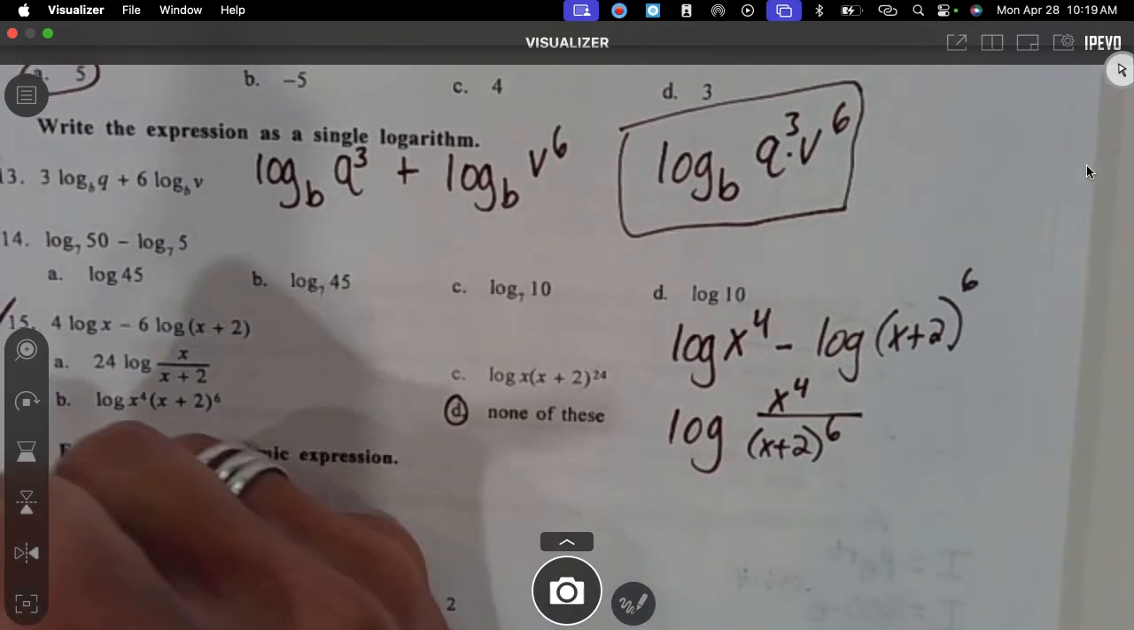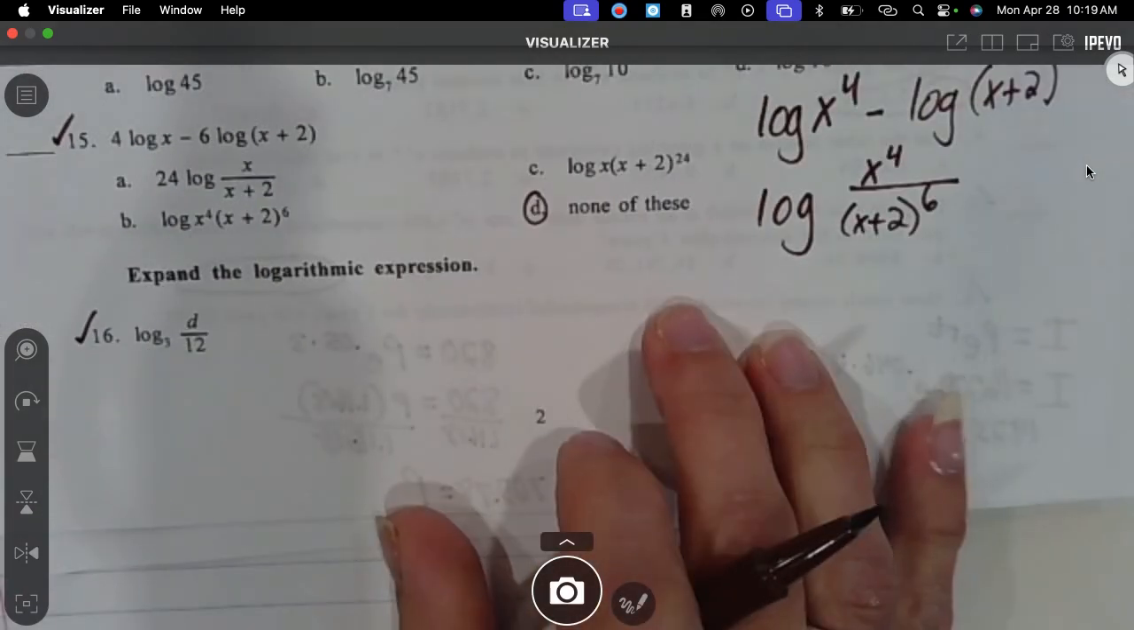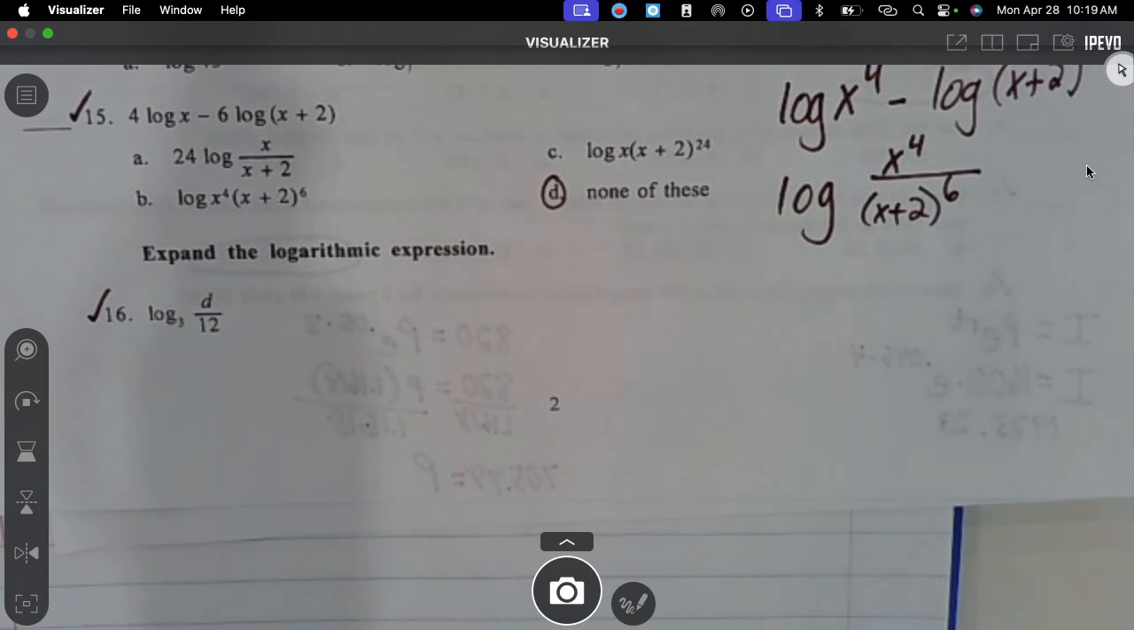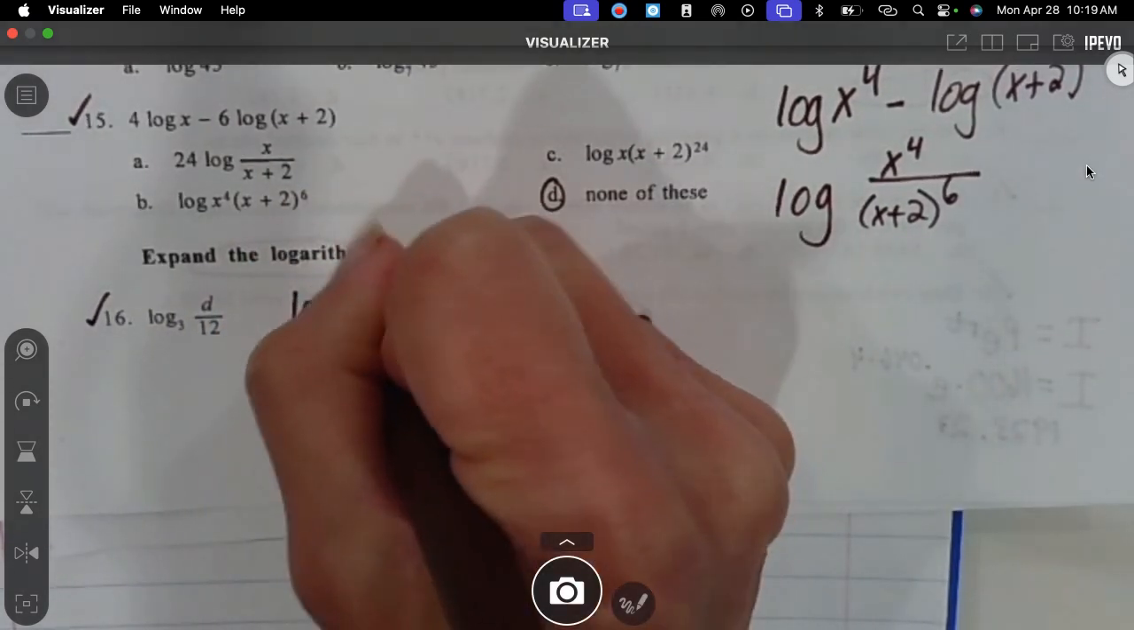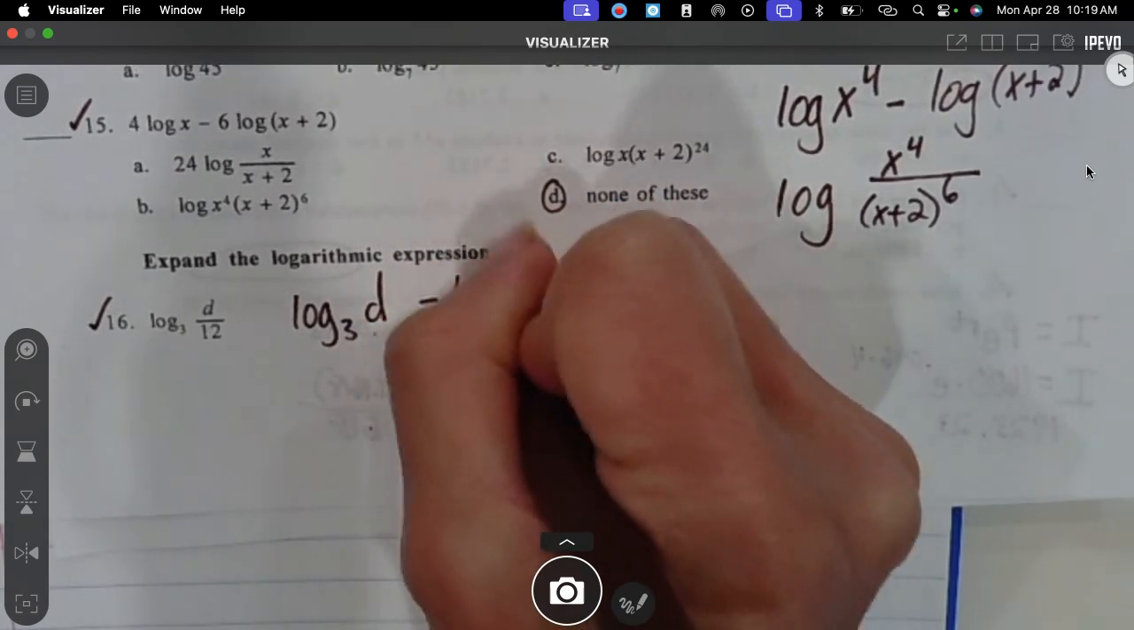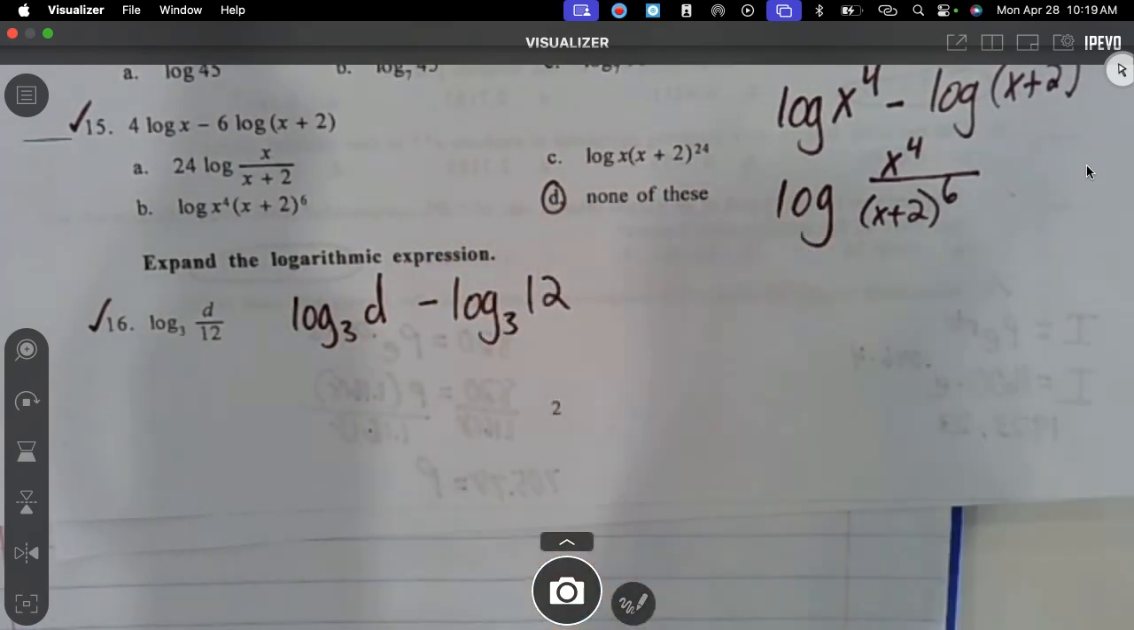Okay, number 16. Let's keep going. This one wants us to expand it. So what do we do when there's division? Subtract. So I'm going to do log base 3 of D minus log base 3 of 12. Is everybody good with that? That's being the same. Good.